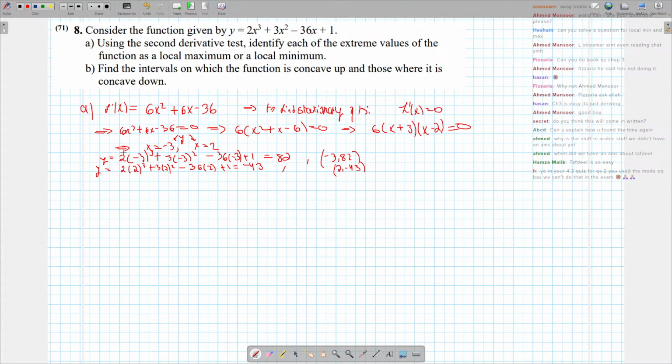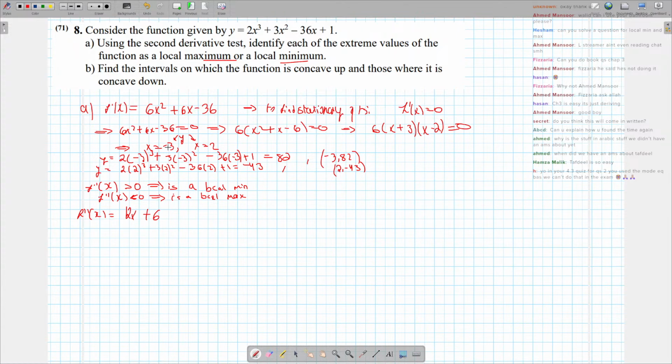Anyway, so you have these two. We need to find if it's a local minimum or maximum. So we have to see: f prime of x greater than 0, then it's a local minimum. f prime of x less than 0, it is a local max. Let's find what f prime of x is equal to. Derive again: 2 times 6 is 12, reduce by 1, 12x; 1 times 6 is 6, reduce x, minus 3x. This is f prime of x.